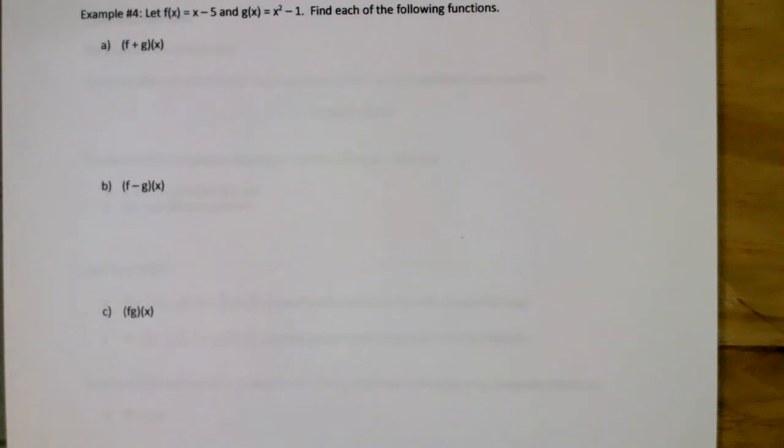Let's say we had f of x is equal to x minus 5 and g of x is equal to x squared minus 1. And I want to find each of the following functions. That's the sum, the difference, the product, and the quotient of the two functions. Starting with f plus g of x. That's part A, which is, of course, f of x plus g of x.